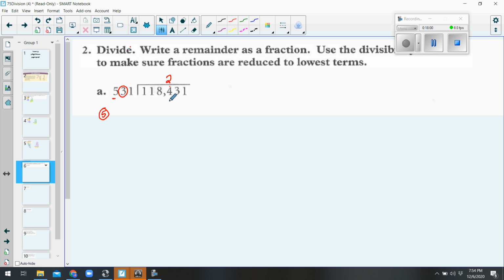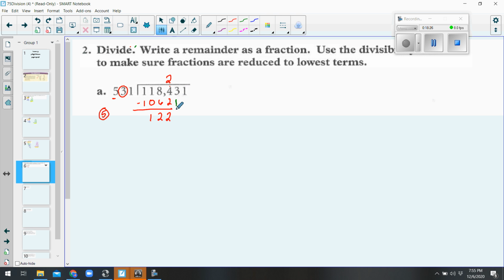Multiply through. 2 times 1 is 2. 2 times 3 is 6. And 2 times 5 is 10. Now I'm going to subtract. 4 minus 2 is 2. 8 minus 6 is 2. 1 minus 0 is 1. And that is 0. Compare. 122 is less than 531.